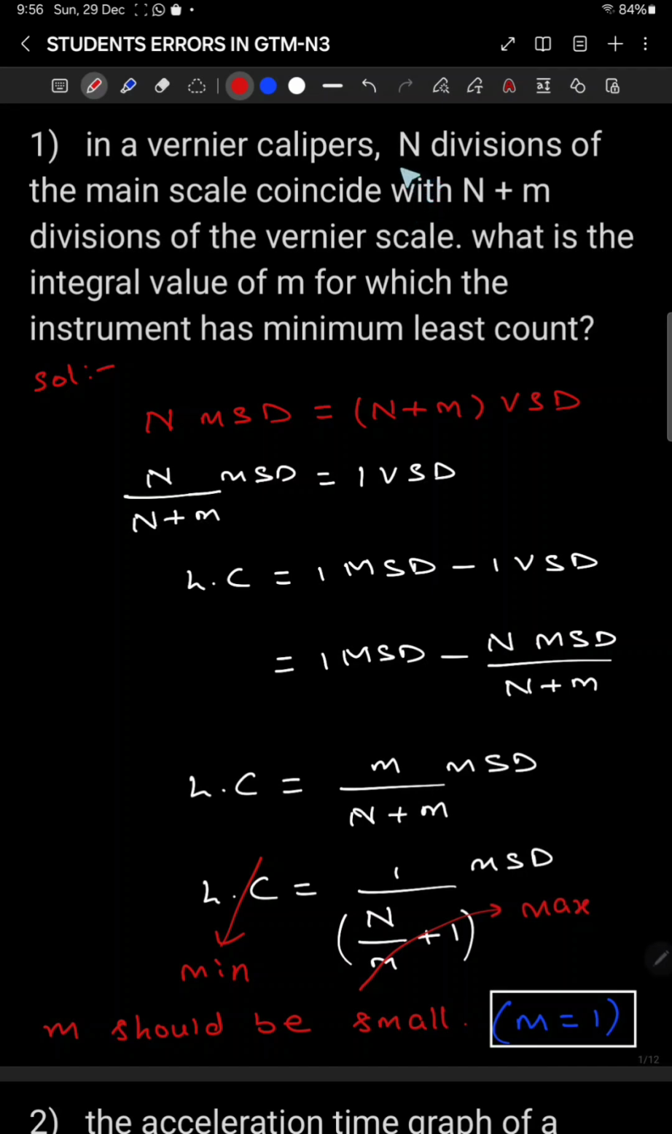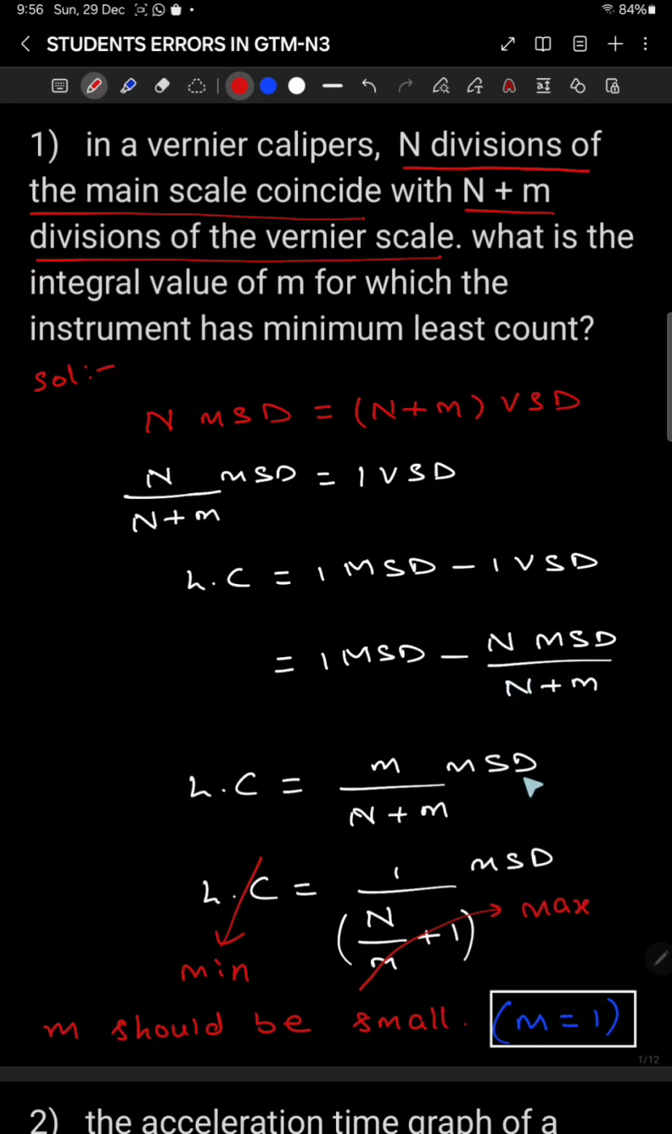In this question they had mentioned n divisions of main scale coincide with n plus m divisions of vernier scale. That only I have written: n divisions of main scale equal to n plus m divisions of vernier scale. So I can find one vernier scale division value here. The formula for least count is 1 MSD minus 1 VSD. Substitute VSD value here. So we can find the least count formula here.